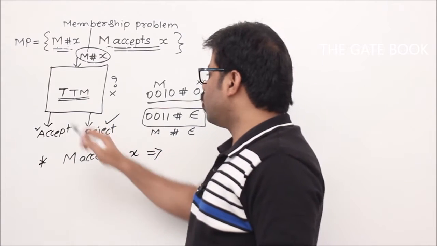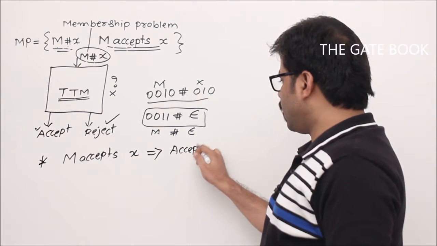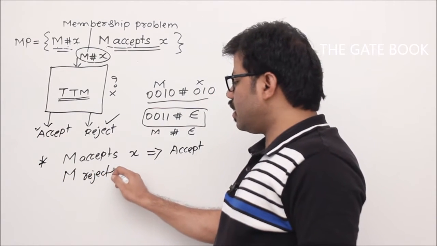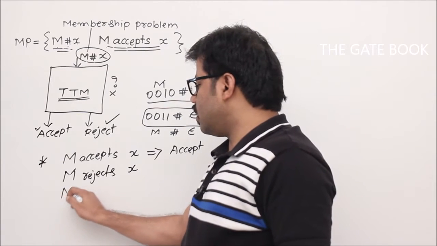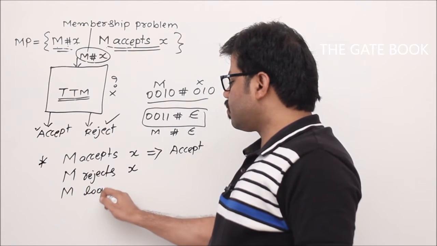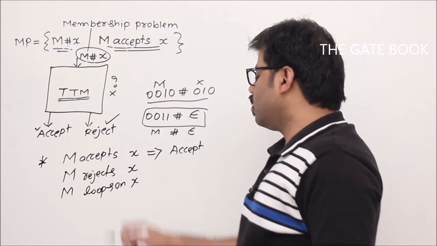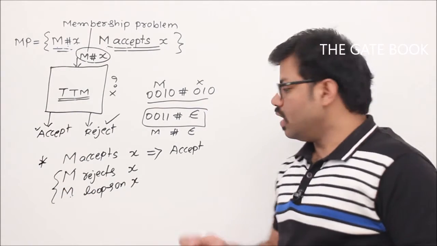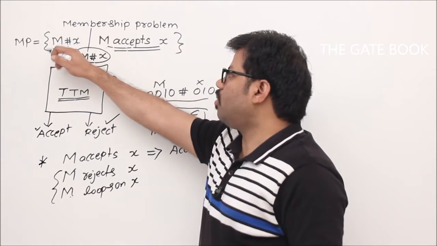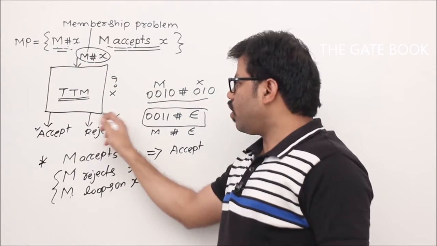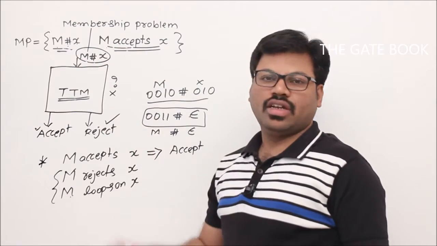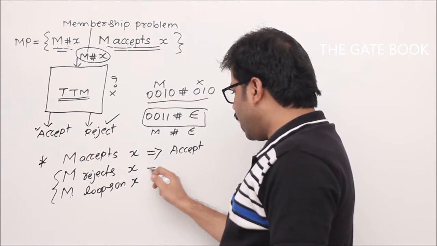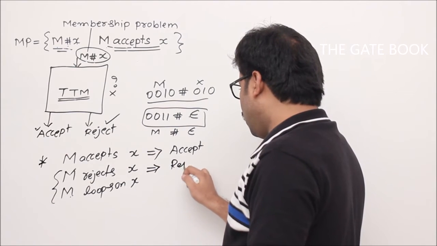then your total Turing machine is going to the accept state. Remember it. If there is a Turing machine M that rejects x, that means it is not accepting x. Otherwise, there is a Turing machine M that loops on x infinitely, that means it is not accepting. These are the two cases where a Turing machine won't accept an input. In that case, M hash x is not part of this membership problem, then your Turing machine for that membership problem should reject it. Then only it is a right Turing machine for that language. We know that, right? So finally, in these two cases, your total Turing machine is going to do what? Reject.